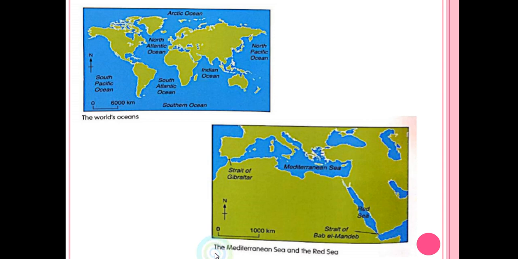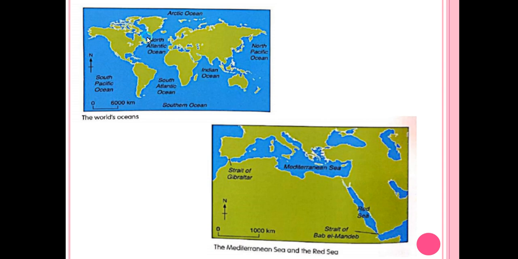For example, let's look at this Mediterranean Sea. It connects to the ocean. This blue part is the ocean. The green parts, they are land, land, land. Now, the Mediterranean connects to the ocean. Can you see? It's connected to the ocean through the Strait of Gibraltar. And also the Red Sea here is connected through another strait. Okay?